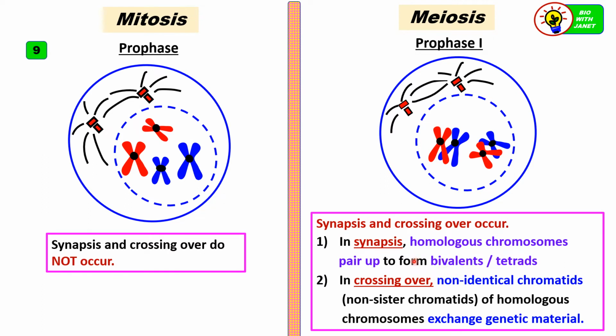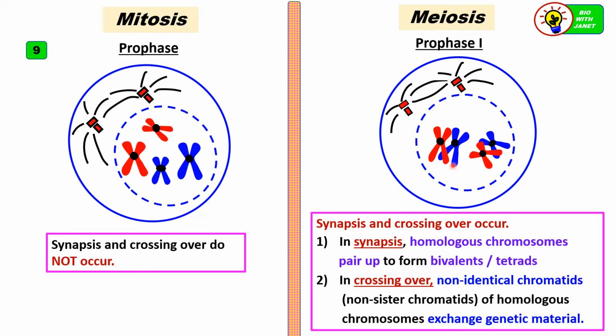Now, that's synapsis, and then after synapsis, after the pairing up of the homologous chromosomes, crossing over occurs, where non-identical chromatids or non-sister chromatids of homologous chromosomes exchange genetic material. Non-sister chromatids means the chromatids from different chromosomes. One chromatid from the paternal chromosome carries out crossing over with one chromatid from the maternal chromosome. Alright? So this is to exchange genetic material in order to produce genetically different gametes at the end of each cell division.